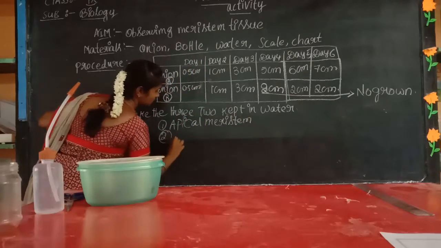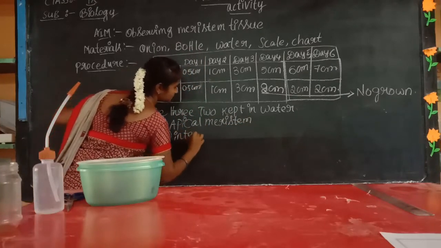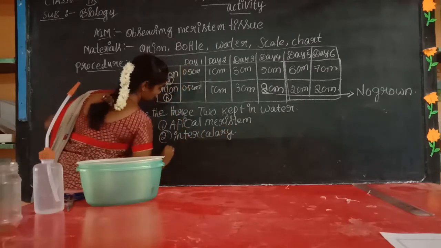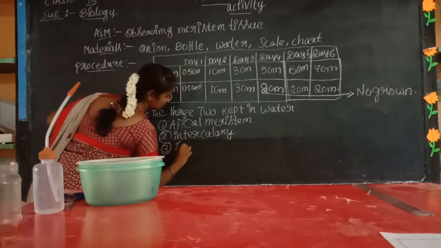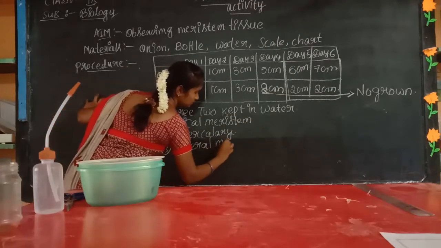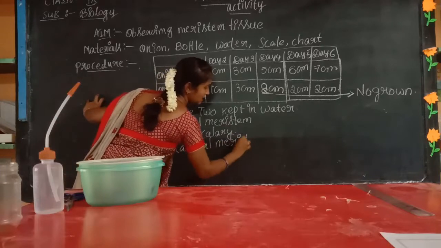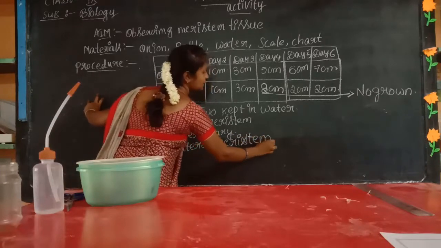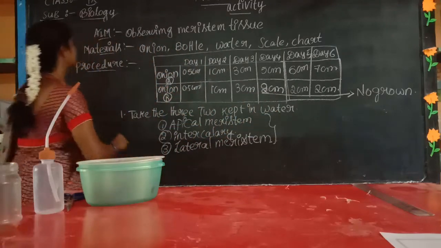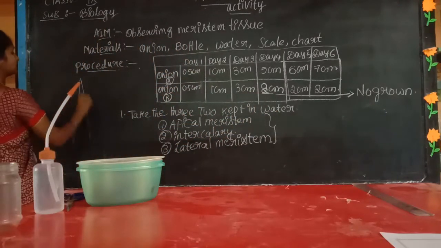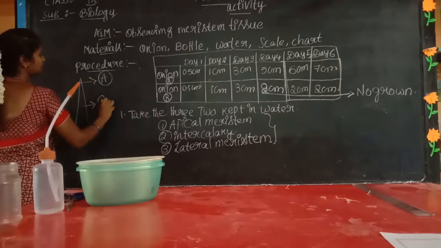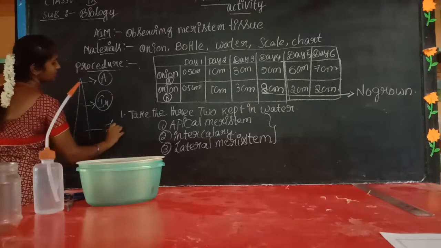Second one, intercalary meristem. And the third one, lateral meristem. These are the 3 types of meristems present in meristematic tissue. This is apical, this is intercalary, and this is lateral.